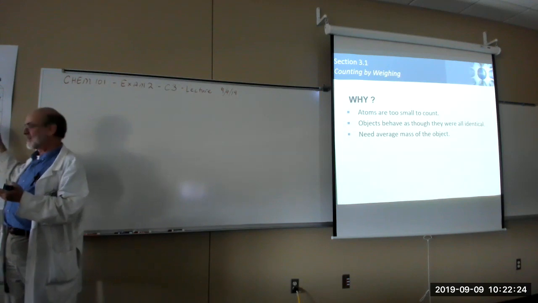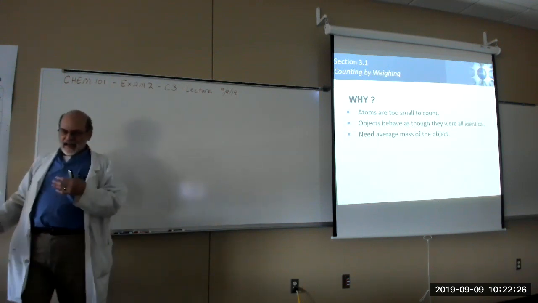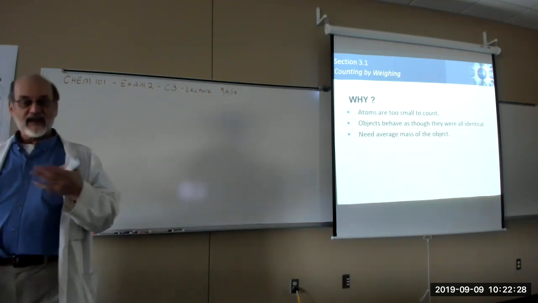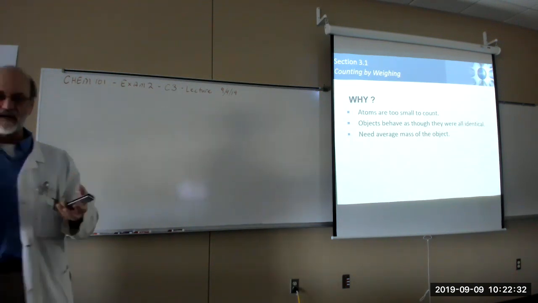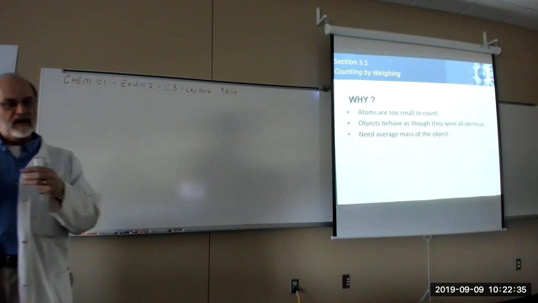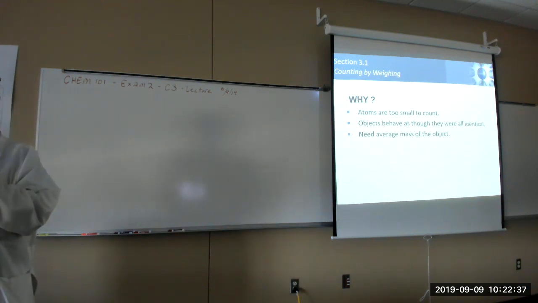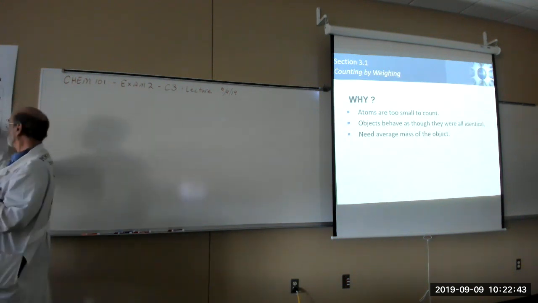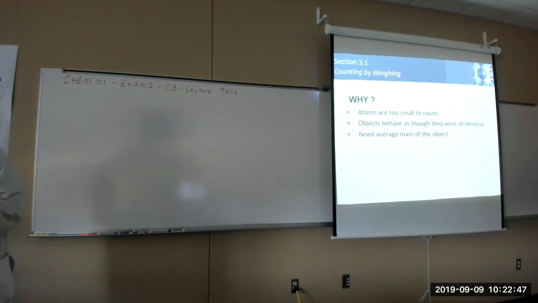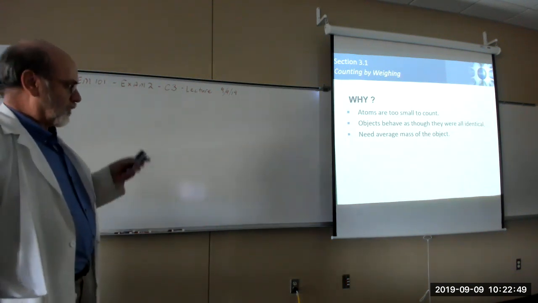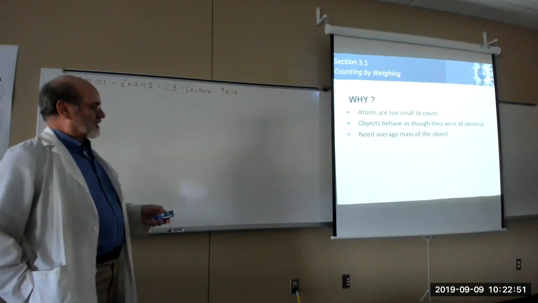In other words, an average sample of the element is taken from nature, what you're likely to encounter in nature, and then the mass of a certain number of those atoms is determined, and that's what you get. So we need to know an average mass of the object.